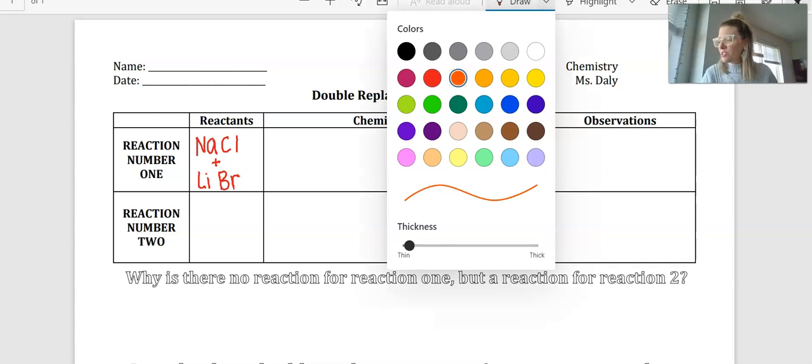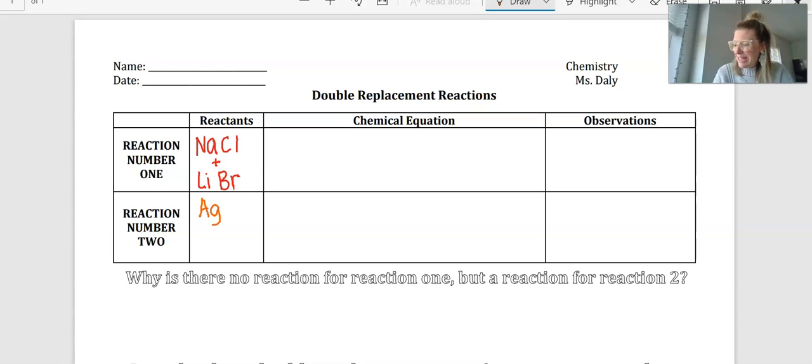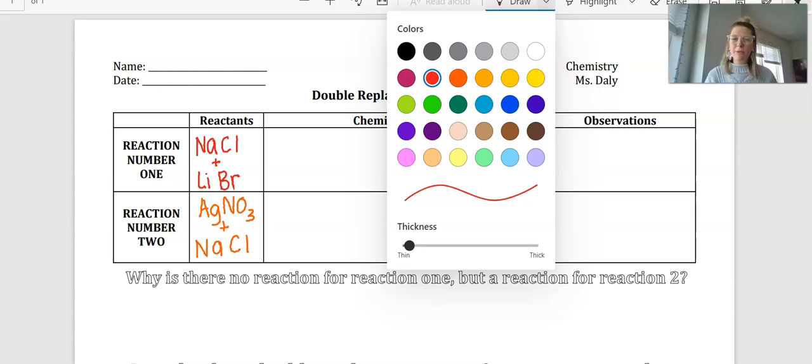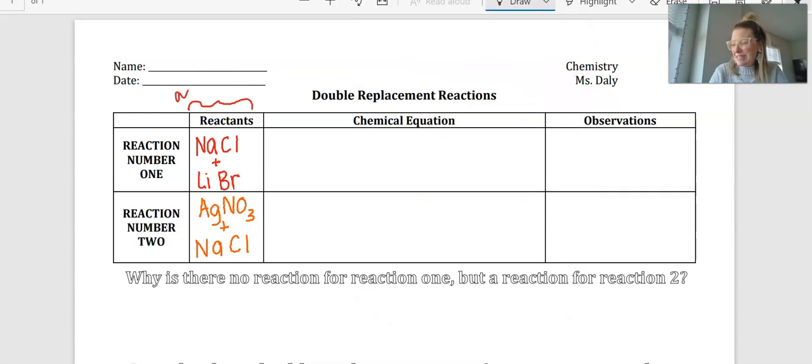And then our second reaction we're going to look at today is silver nitrate, AgNO3, with sodium chloride as well, NaCl. Now something that I want to note about double replacement reactions is that the reactants in double replacement reactions must always be aqueous. So I have to take two solutions and mix them together in order to see what reaction occurs. So all reactants are aqueous.